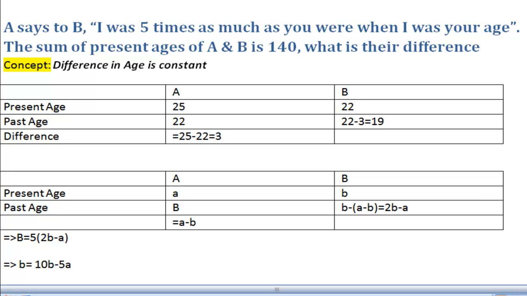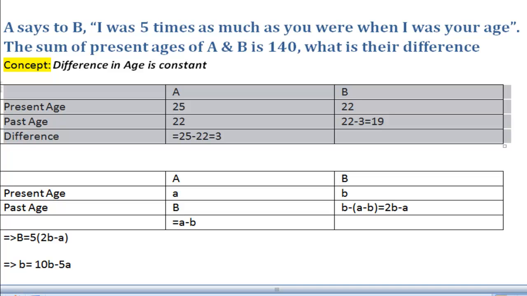I sincerely hope that you might have tried doing the same by pausing this video. So I will attempt to solve this question by breaking what is within the quotes into two parts. "I was 5 times as much as you were when I was your age." I'm considering the second statement, which is "when I was your age." So A says to B, when I was your age, which means A is at B's present age. I've taken a simple example which will explain the concept in the problem itself.